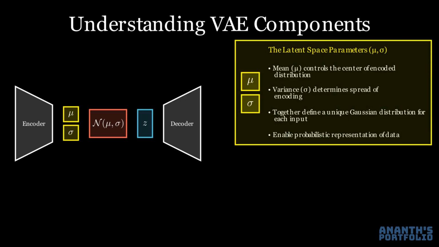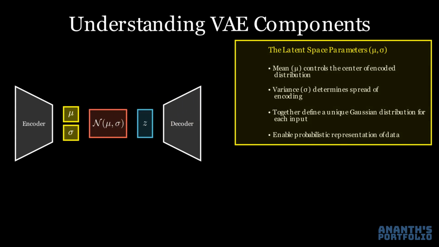Think of mu as the sweet spot, where your data tends to hang out, and sigma as how much wiggle room it has around that spot. This probabilistic approach allows the VAE to represent data as a distribution rather than fixed points, making it more flexible and robust. By learning these parameters, the encoder essentially creates a blueprint for how the data is structured in a way that can be sampled and reconstructed later.